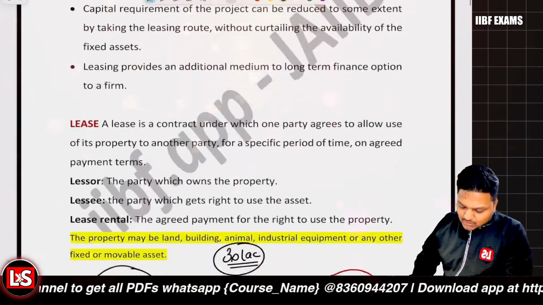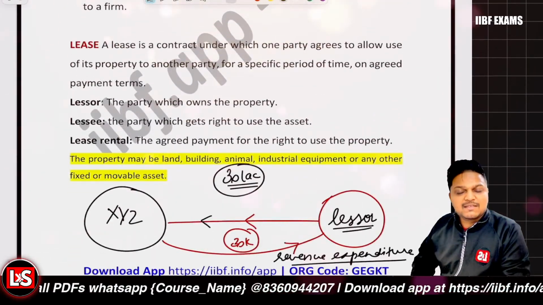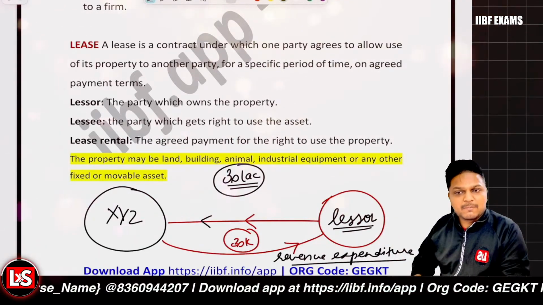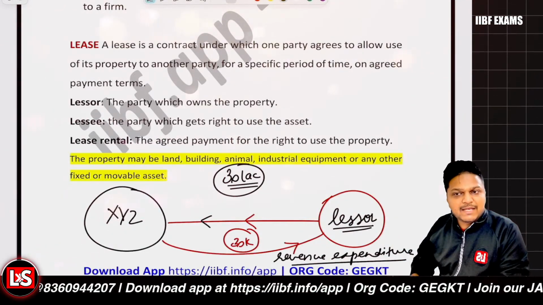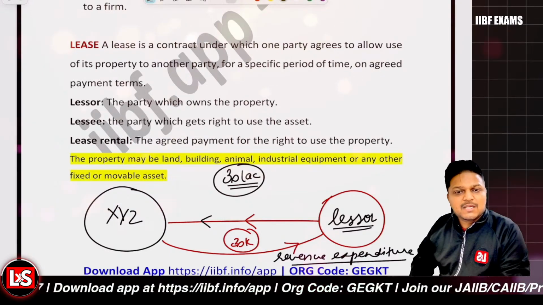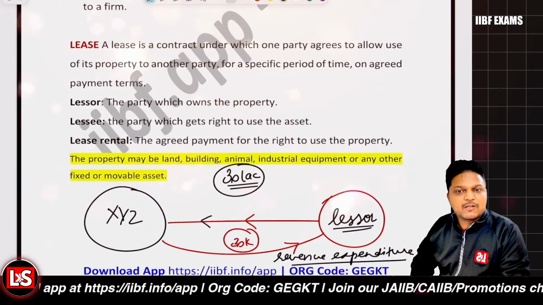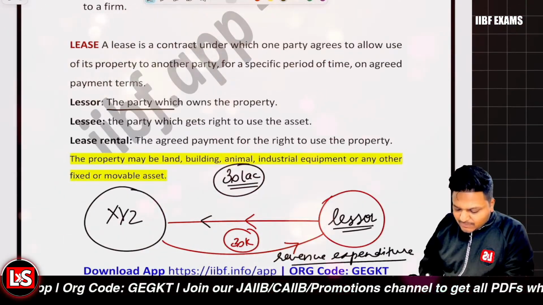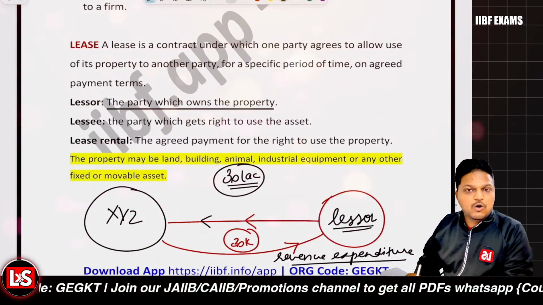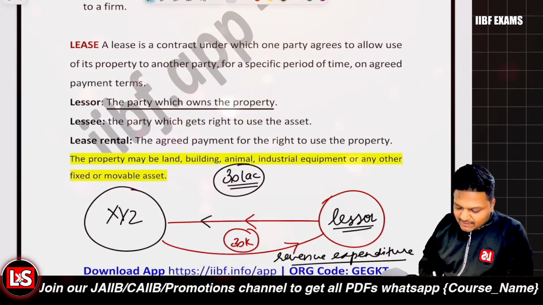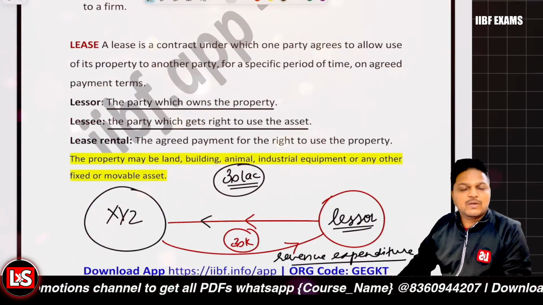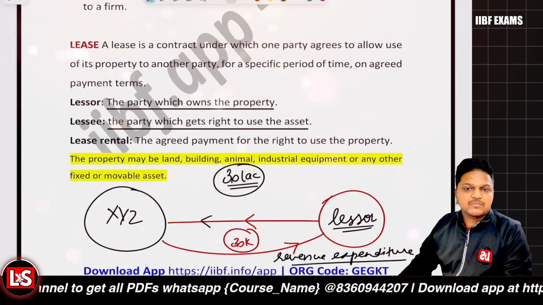So lease is a contract under which one party allows another party to use its property for a specified period of time on agreed payment terms, and lease rental is basically that periodical payment. The lessor is the party which owns the property, the owner of the property, and the lessee is the party which gets the right to use the asset.